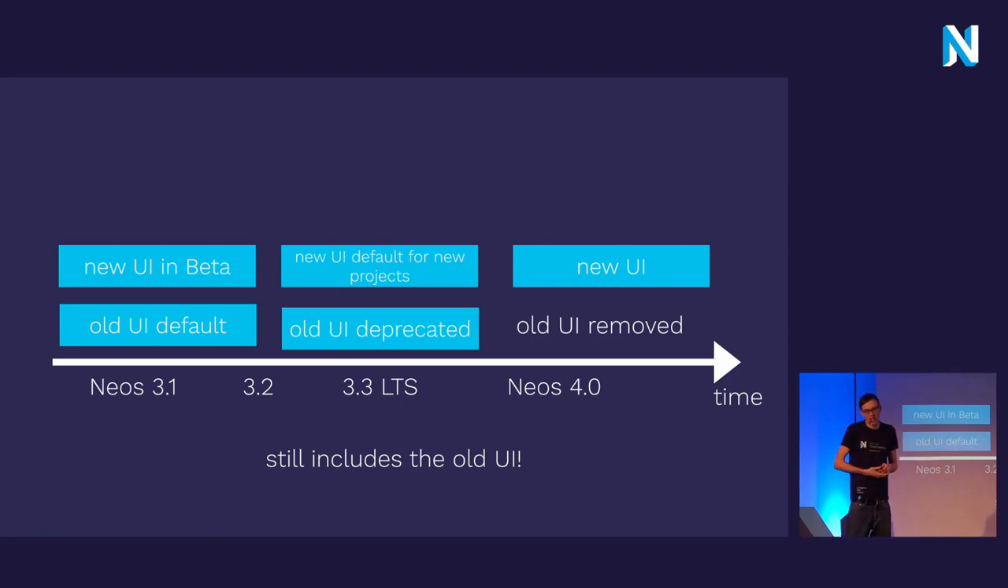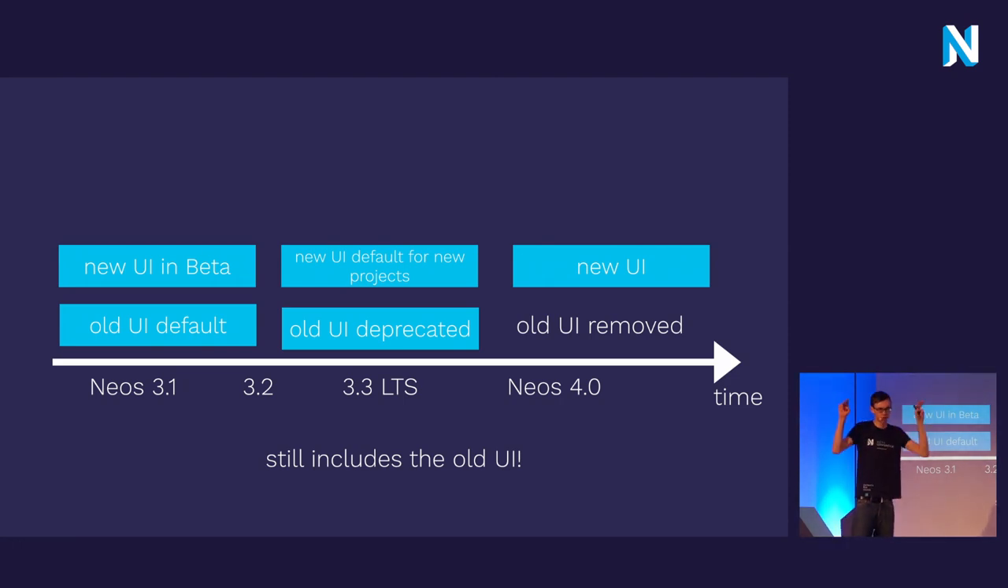Right. And as soon as we do that, we deprecate the old UI. That means there won't be bigger changes anymore. We basically just leave it as it is, to ensure nothing breaks for you. And we'll ship the version 3.3 LTS, I think, at the end of the year or beginning of next year somewhere. And this still includes the old UI.